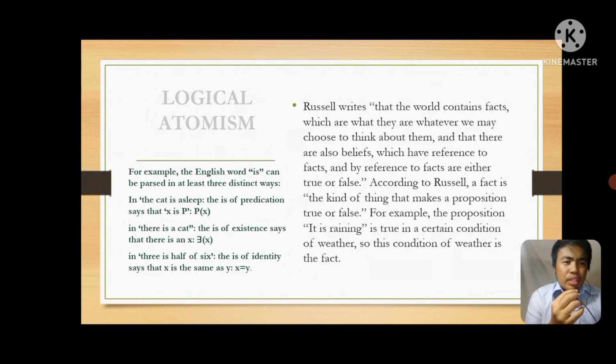Russell writes that the world contains facts, which are what they are, whatever we may choose to think about them, and that there are also beliefs which have reference to facts, and by reference to facts are either true or false. According to Russell, a fact is the kind of thing that makes a proposition true or false. For example, the proposition, "it is raining," is true in a certain condition of weather, so this condition of weather is the fact.